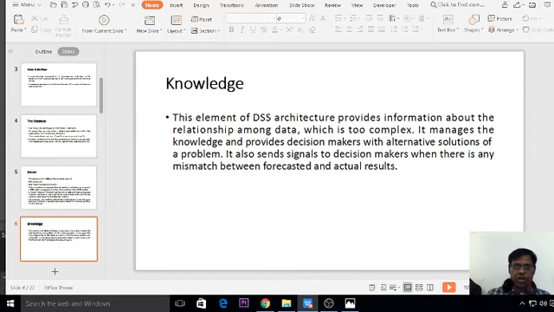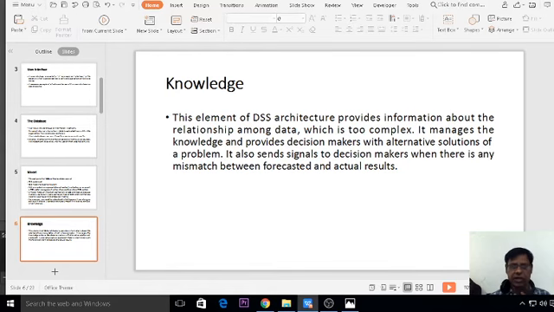Knowledge. Knowledge, an element of DSS architecture, provides information about the relationships among data which is too complex. We have huge data. If you have knowledge, through this knowledge only you are able to find out which model is used for a particular situation, which model is relatively used for a particular situation.